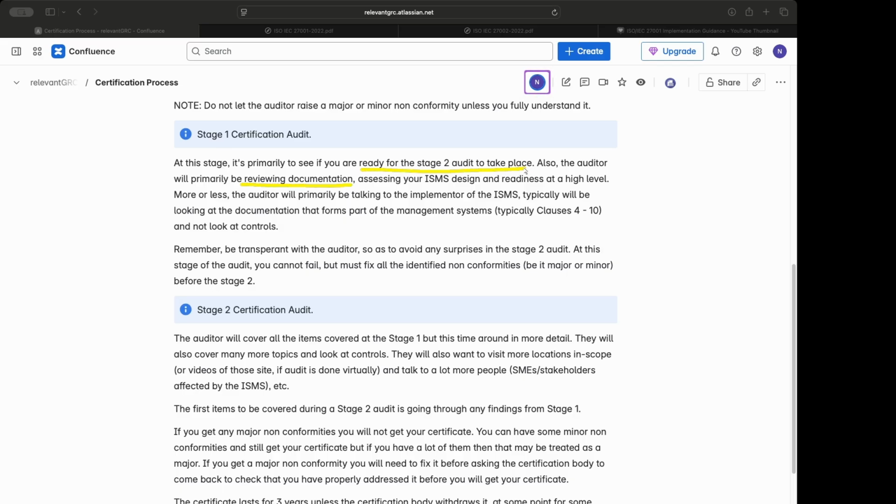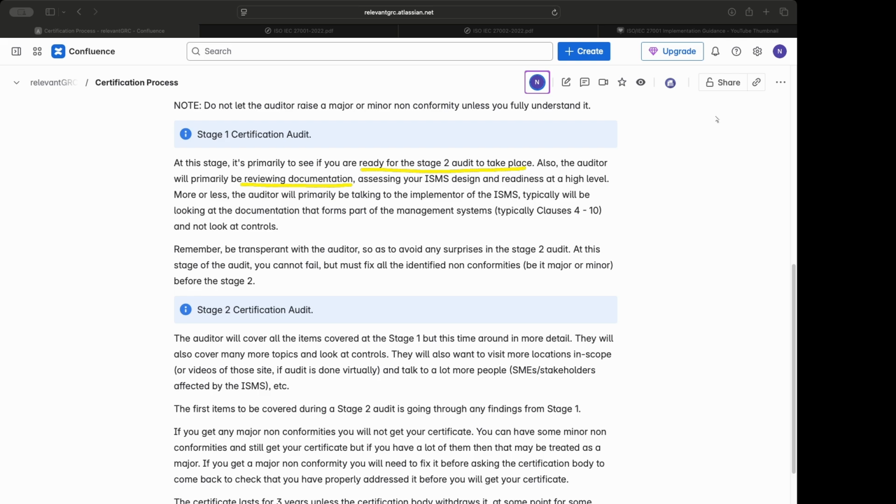So typically you need to make sure that everything under clauses 4 to 10 has been adhered to with regards to the stage 1 audit. Here, the documentation that forms part of the management system, as I earlier mentioned, is what you need to adhere to or provide. This is where those documents are looked at.